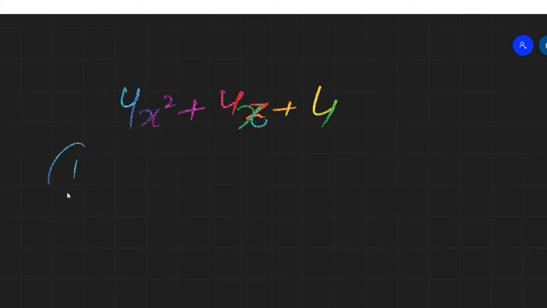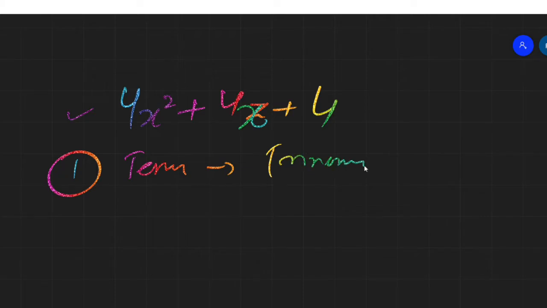Next, let me ask you a few questions. I'm writing this polynomial here. Based on the number of terms, what is this polynomial named? We know how many terms we have: 1, 2, and 3. So 3 terms. We know a polynomial with 3 terms is called a trinomial. So this is a trinomial.